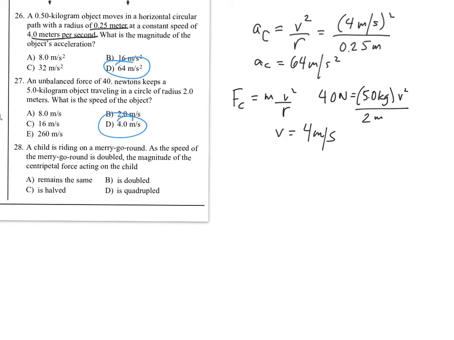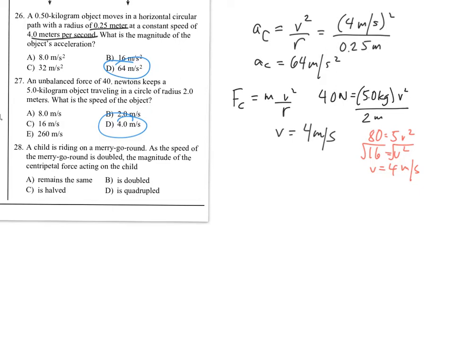Let's go over the math really quickly on this equation. So 2 times 40 gives us 80, which equals 5V squared. 80 divided by 5 gives us 16, equals V squared, square root of 16. V is equal to 4 meters per second. And that's it.